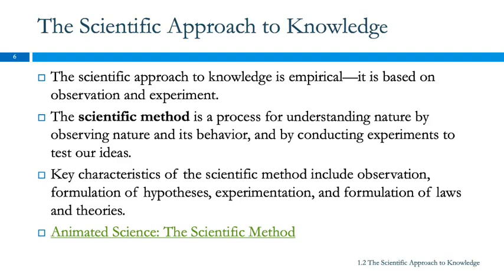So what we call the scientific method is a process for understanding nature. We observe nature, we observe its behavior, and we come up with ideas about nature, and then we test those ideas. And this is how we learn about the universe around us. So key characteristics are observation.